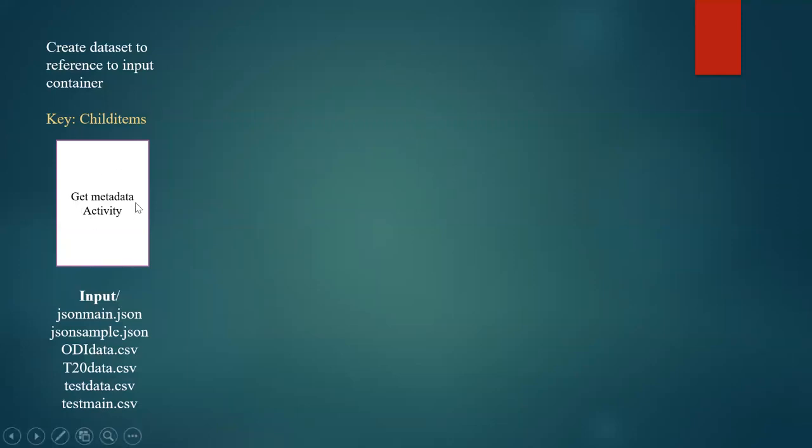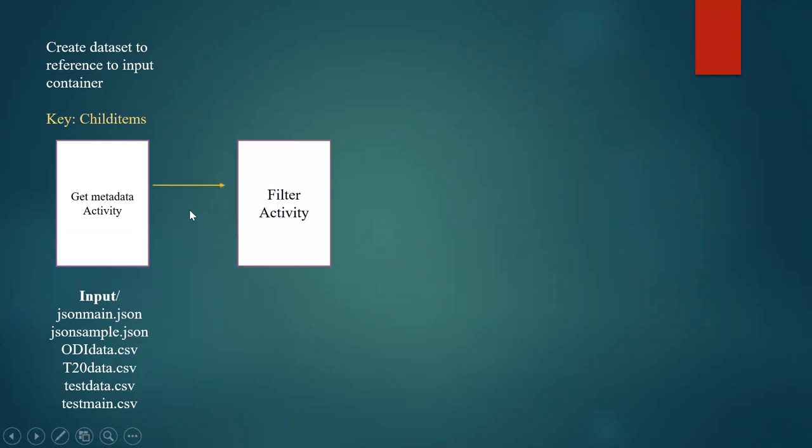So that is the reason we use a Get Metadata activity to read the metadata information of all the files. Metadata information in the sense of what the file name is and what the file type is. All this information we read by using a Get Metadata activity, and we get all the file names. Once you get all the file names, then we use a Filter activity.